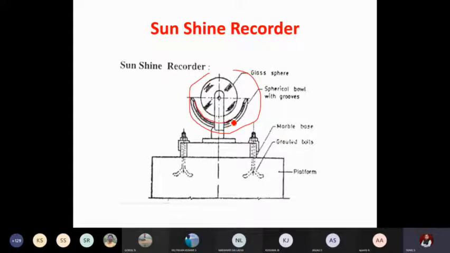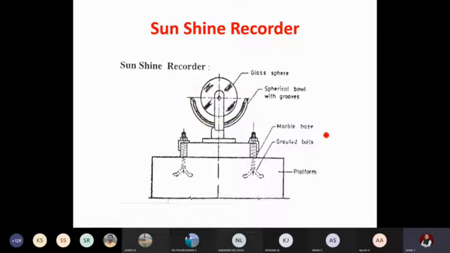So this glass sphere will concentrate the radiation on this strip, so that wherever the radiation is higher, the paper strip will burn. At whatever time the radiation is low, the paper strip will not burn. It's a very simple equipment. A glass sphere followed by a spherical bowl will be there. On the bowl, there will be a groove to fit a paper. It will be mounted with the help of grouted bolts on a marble base, so that high precision will be there. Just I'll show you how that paper strip will be there and how it burns.